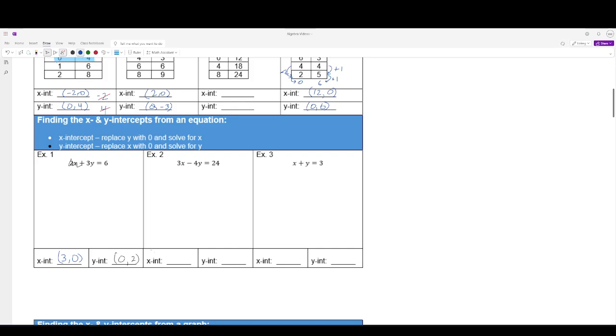These equations are written in standard form, and to find the intercepts, we just plug in 0 for whichever one we're trying to find the other one of. So if I want the x-intercept, I plug in 0 for y. If I want the y-intercept, I plug in 0 for x.